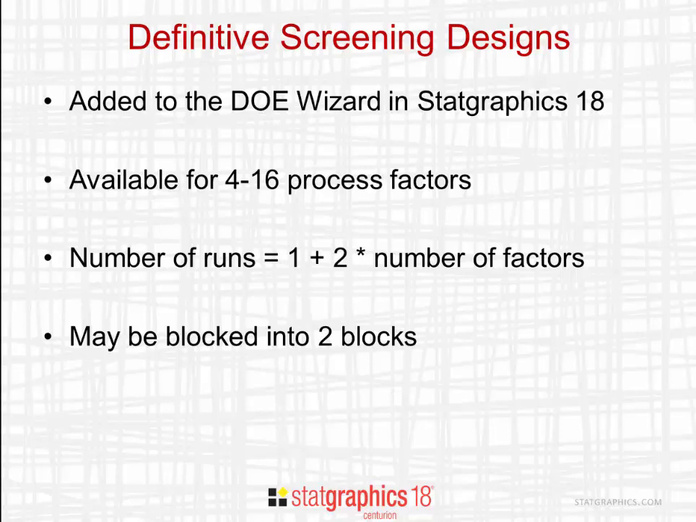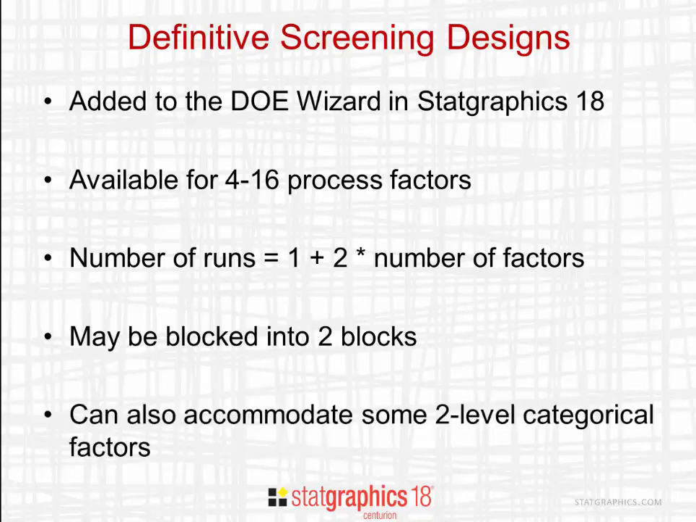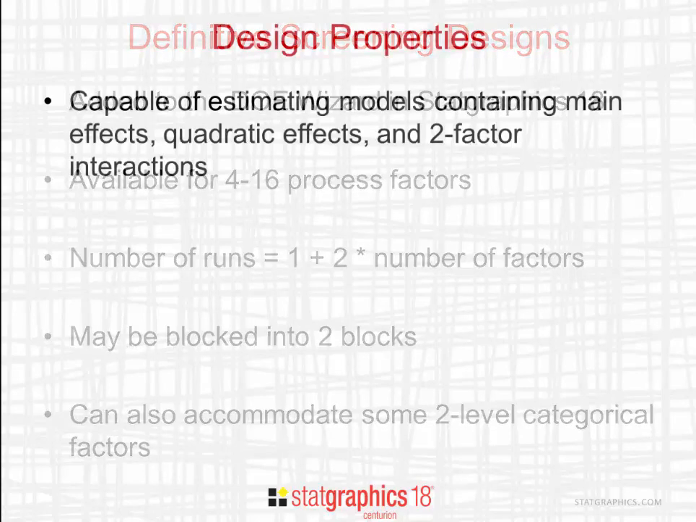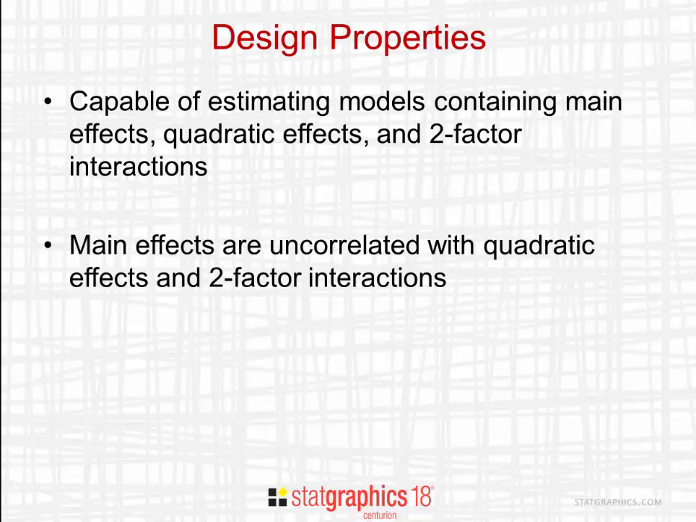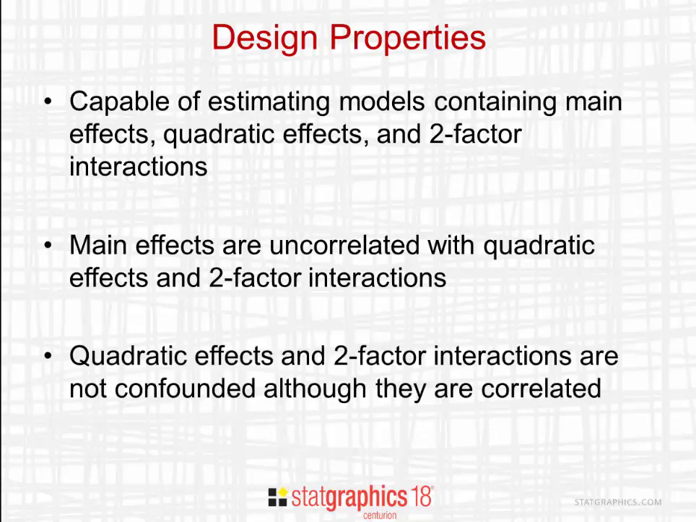The designs may be blocked, if desired, into two blocks. And although primarily intended to screen quantitative factors, they can accommodate some two-level categorical factors. DSDs have several desirable properties. They're capable of estimating models containing main effects, quadratic effects, and two-factor interactions. Unlike many fractional factorial designs, the main effects are not correlated with the quadratic effects or the two-factor interactions. The quadratic effects and two-factor interactions are not confounded, although they are correlated.